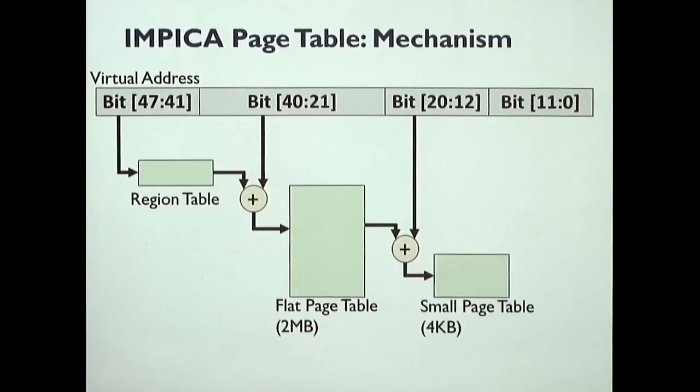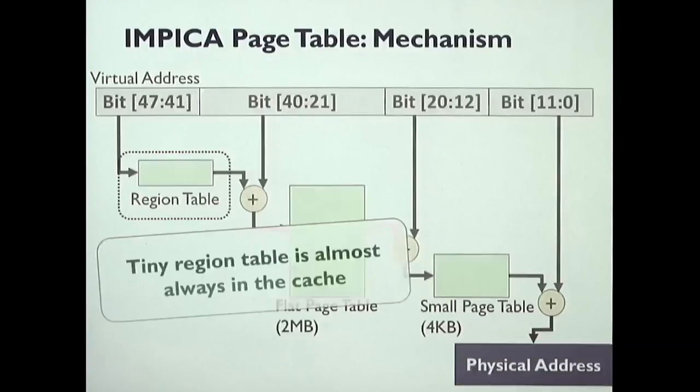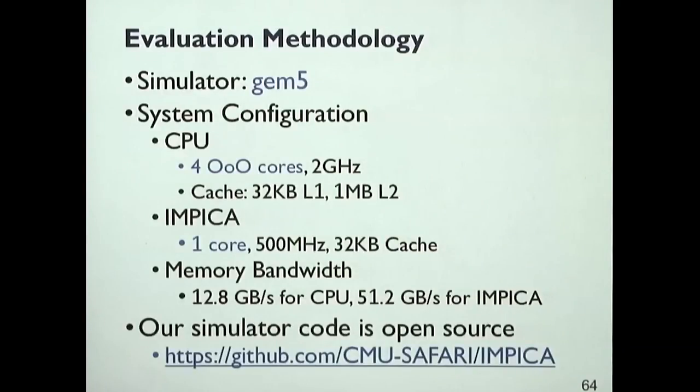Basically, you can optimize this so that your TLB is small, and you can make things simpler. There's a tiny region table that's always in the cache, in the MPICA cache. That's one of the other reasons to have a cache, so it can cache the translations inside the accelerator. Okay, so this is also simulated, because again, this doesn't exist.